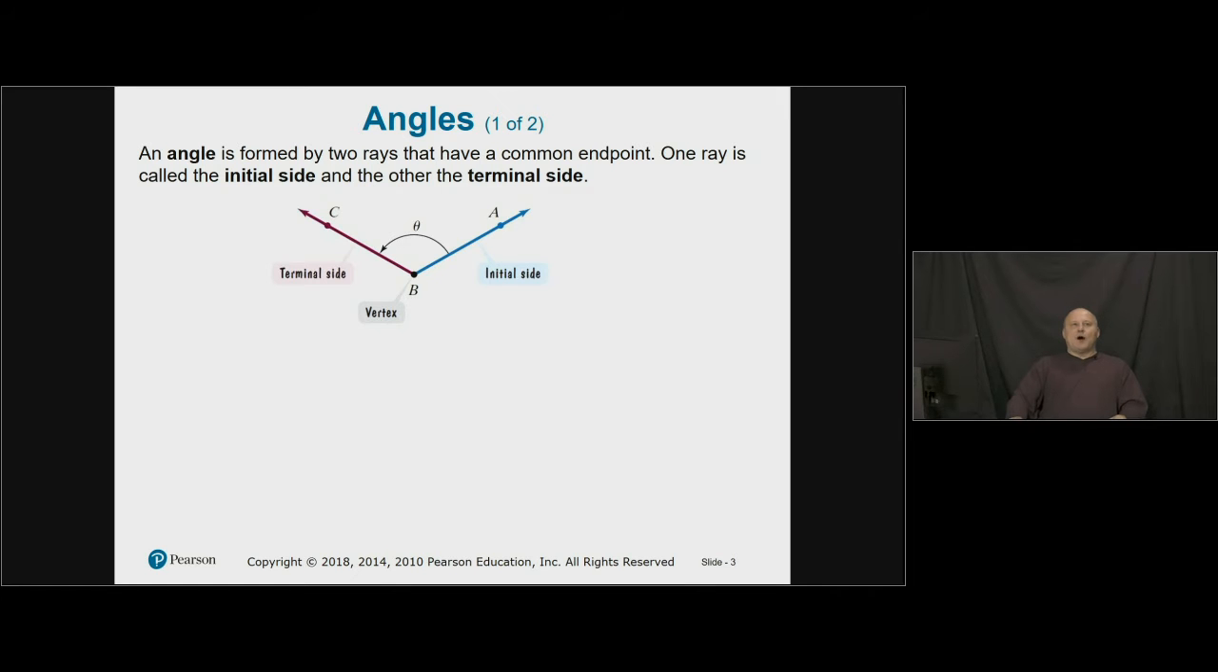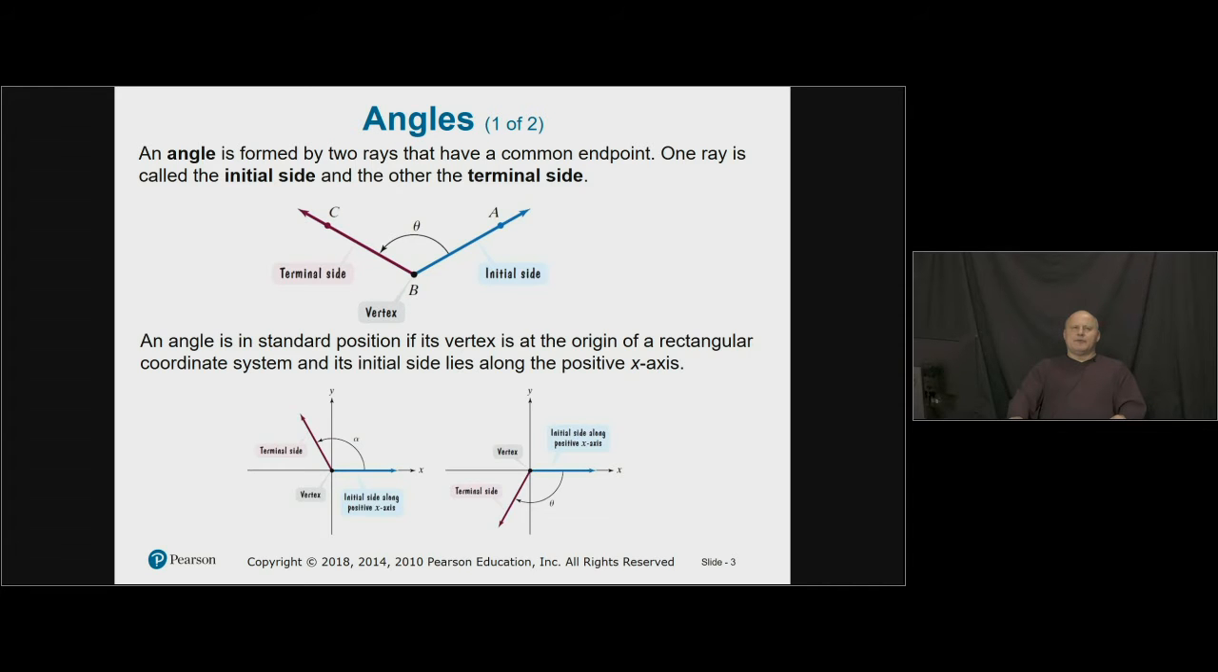Okay, so what is an angle? An angle is formed by 2 rays that have a common endpoint. One ray is called the initial side and the other ray is called the terminal side. Here they're calling the blue side BA the initial side, and the terminal side is the red side, and they join at their endpoints. This definition of an angle is probably what you're most familiar with, since most of you had high school geometry.